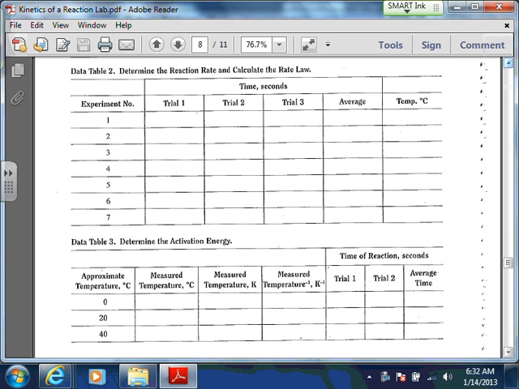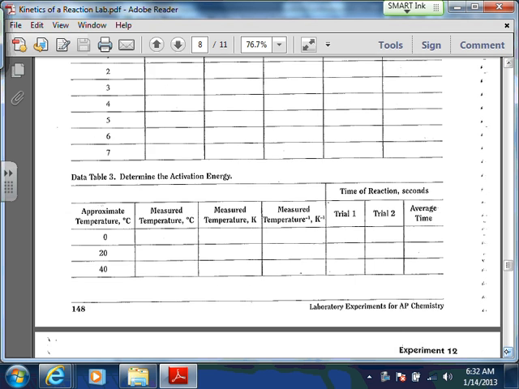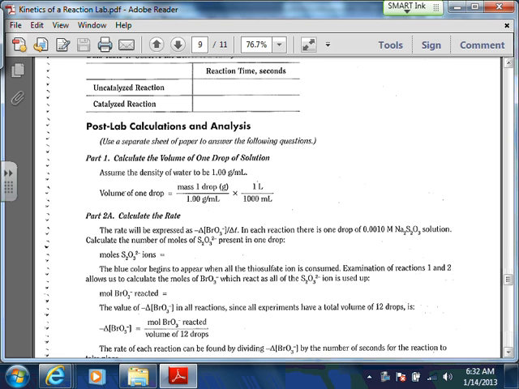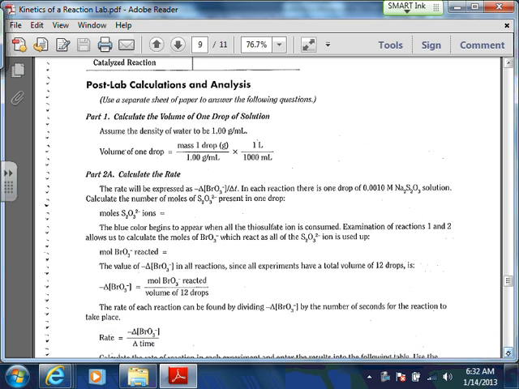And so it's having you record the time in seconds, and the temperature in degrees Celsius. You need to know what your temperatures are there. Hopefully they stay pretty consistent. Then when we're doing the activation energy, we're doing it at 3 different temperatures, and you're calculating your K. And then there's the uncatalyzed versus catalyzed. And then this post-lab calculation stuff is going to walk you through exactly how to make these calculations.